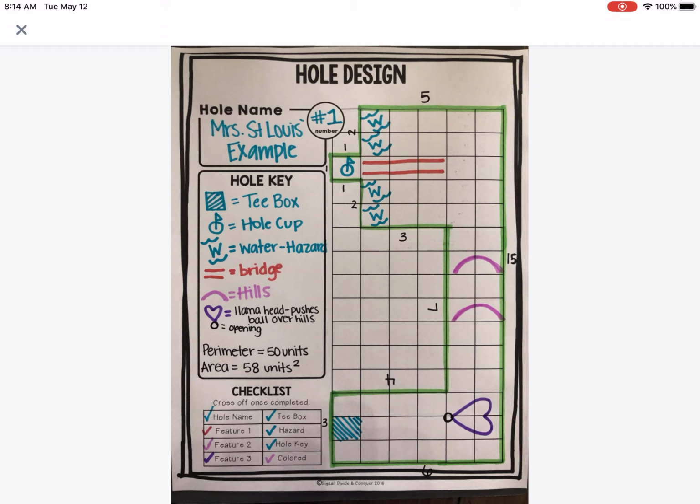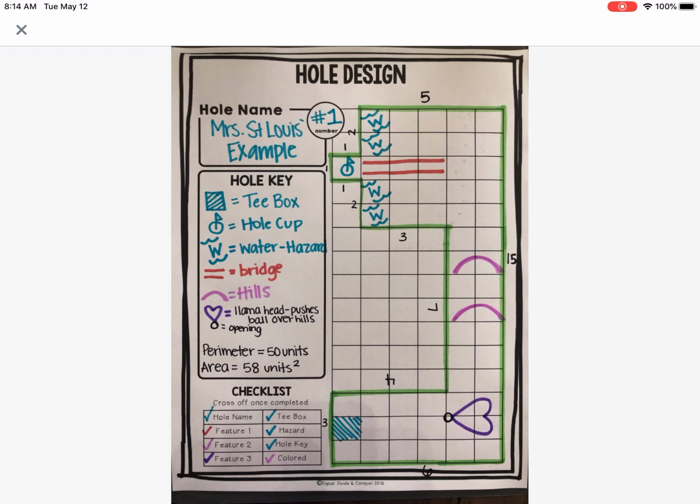So my features, I have a bridge, so you will see in the red here, I have just 2 lines that lead to my hole cup. That's going to be one of my features, so I'm going to have a bridge there. And then I have like the pink little hills, they look like hills, in an area where the ball goes up and down to get to that other side.